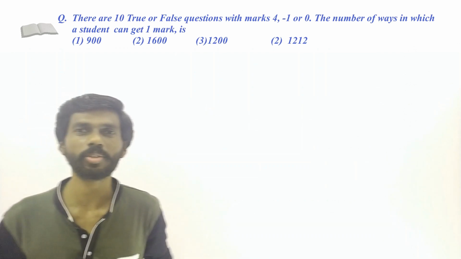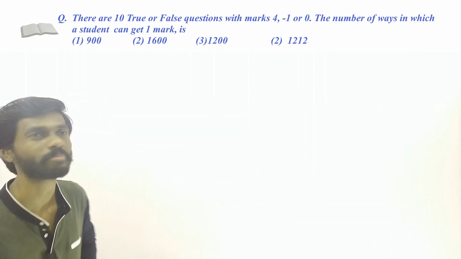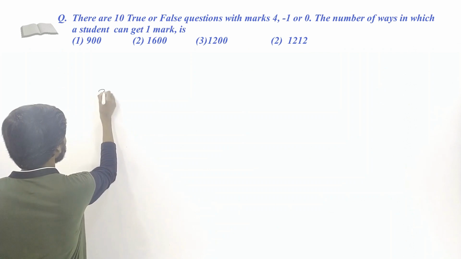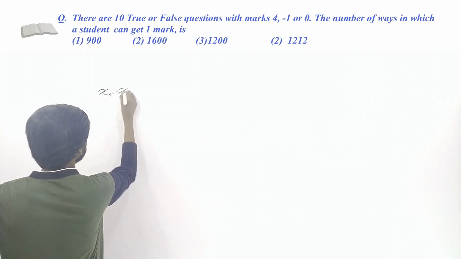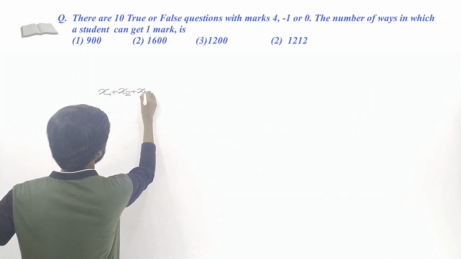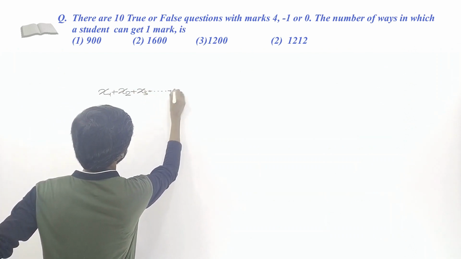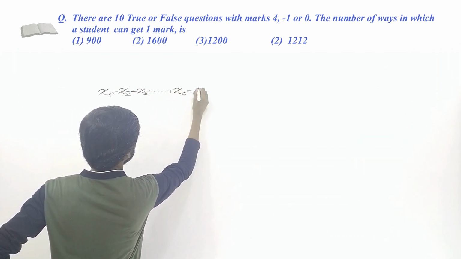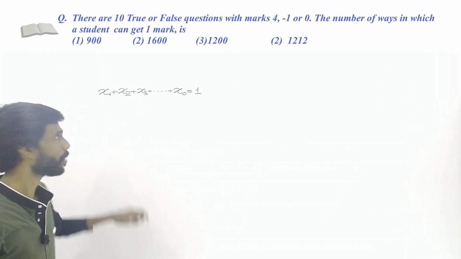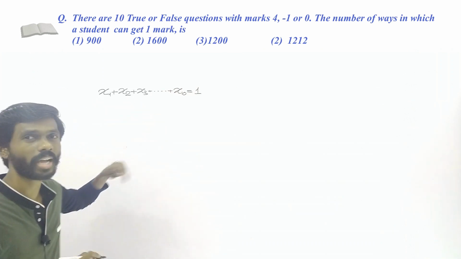In how many different ways you can get 1 mark? That's what we're going to calculate, right? Suppose in the first question he got x1 marks. In the second question he got x2 marks. In the third question he got x3 marks. So like that, in the 10th question he got x10 marks, but that total should be 1. Totally he got 1 mark, but in each question how many marks he got, that is a variable.